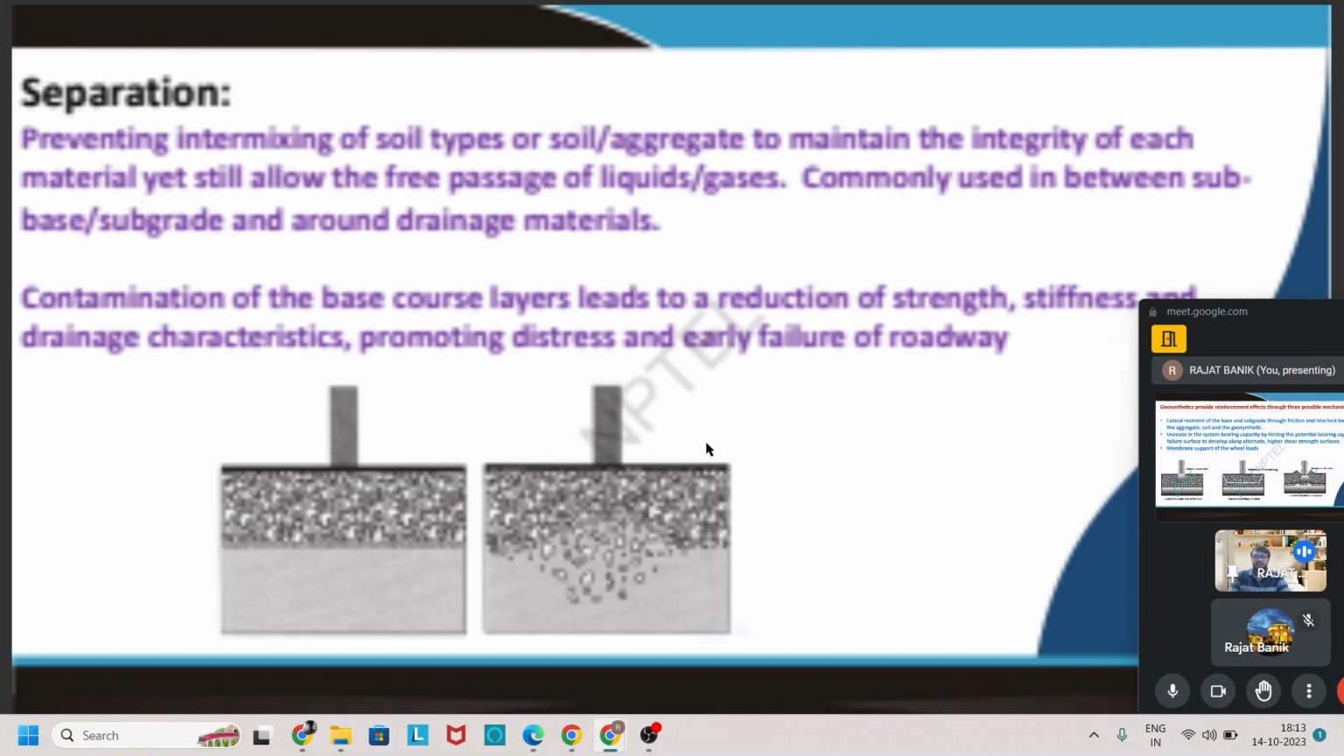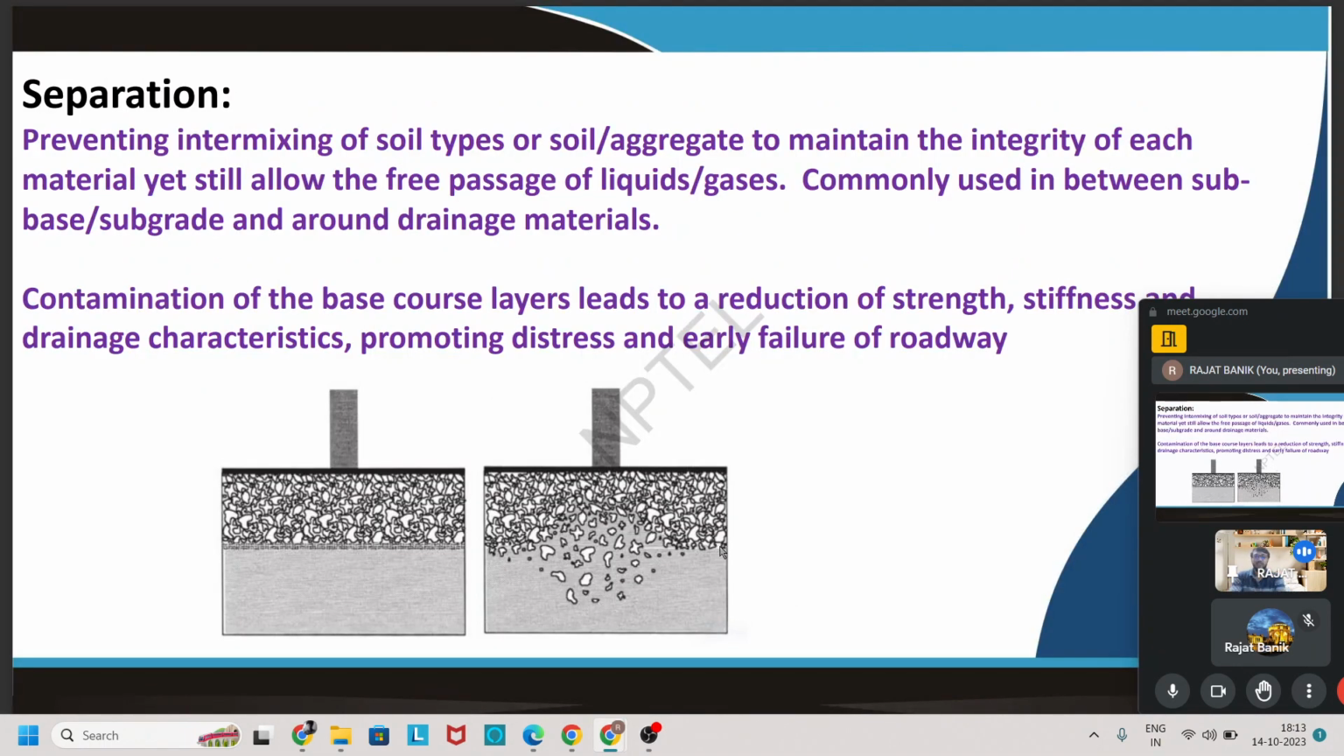And then we also use geosynthetic material as a separator, or for separation, to separate the coarser material from the finer material. And it is mostly used for pavement.